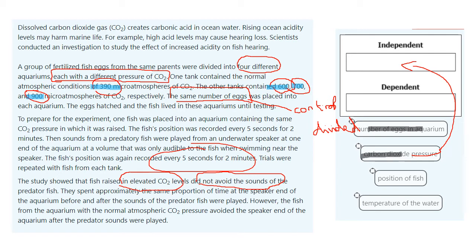So this shows that the recording is the position of the fish. What is being measured, what is being observed and recorded is the position of the fish. There is nothing about temperature of the water, and temperature of the water is something that would probably be controlled. They would not want that to affect the difference based on the CO2 pressure. So that would probably be another controlled variable.